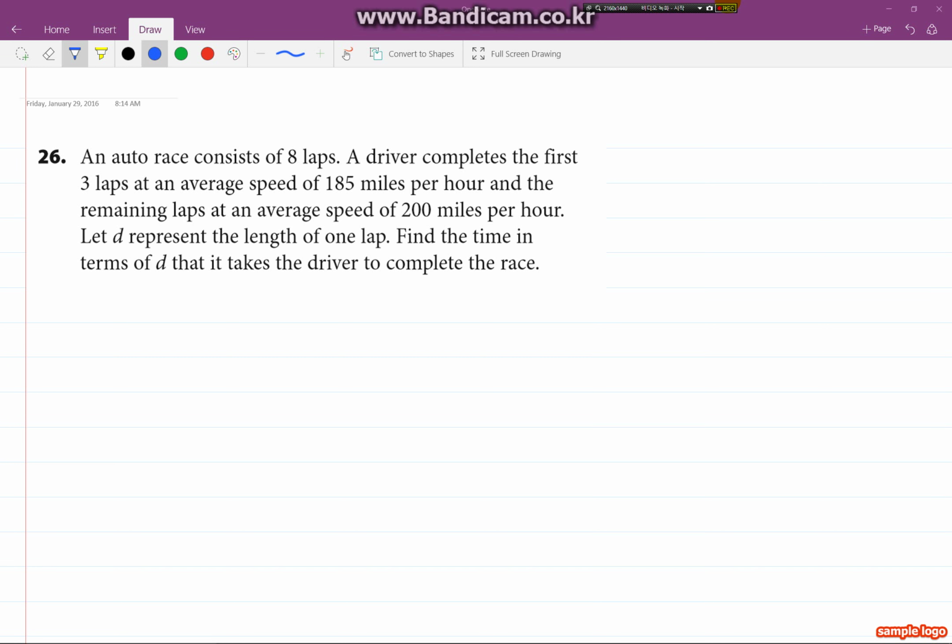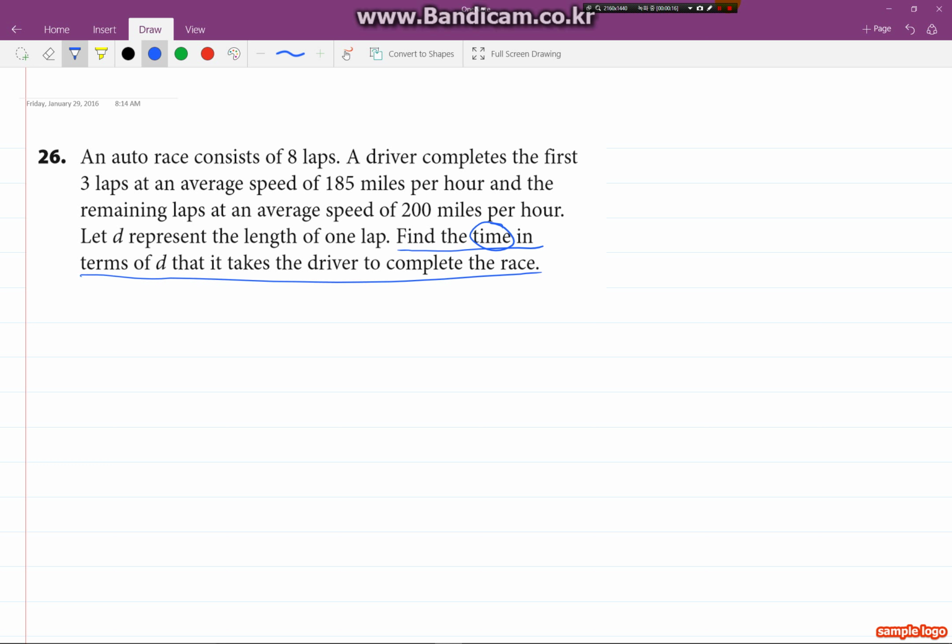All right, number 26. Again, instead of reading everything from the start, let's go to the end. Find the time in terms of D that it takes the driver to complete the race.